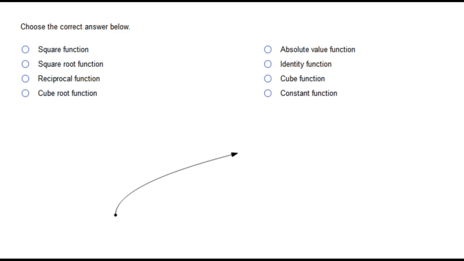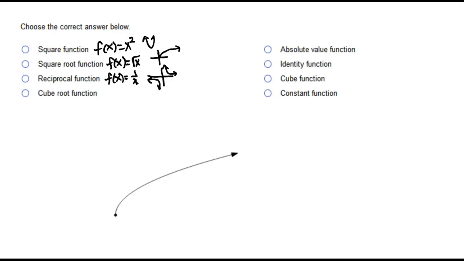The square function refers to f of x equals x squared and has a graph of a parabola. The square root function is f of x equals square root x, and this graph is half of a sideways parabola. So it looks something like this, the top half of a sideways parabola. The reciprocal function is referring to 1 over x, and it has a graph that looks something like this.